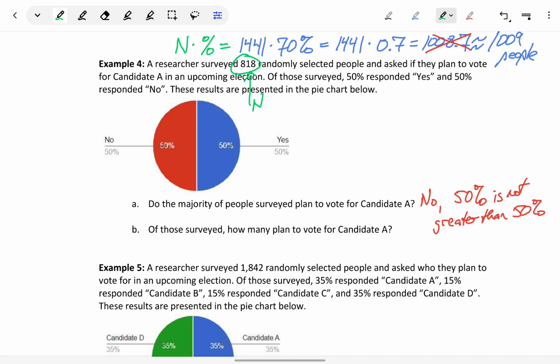A. In part B, we're asked of those surveyed how many plan to vote for candidate A. So again, we'll take the sample size, the number of people surveyed, times the percent who replied yes. So this will be 818 times 50% in this case, or 0.5, which will give us 409 people.